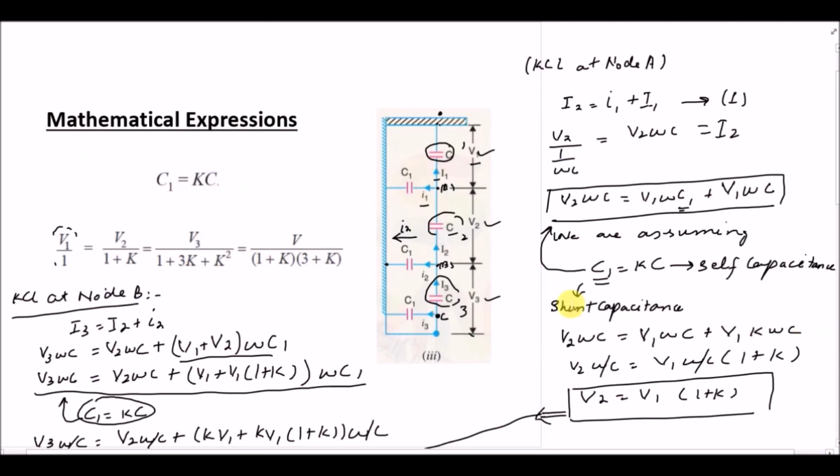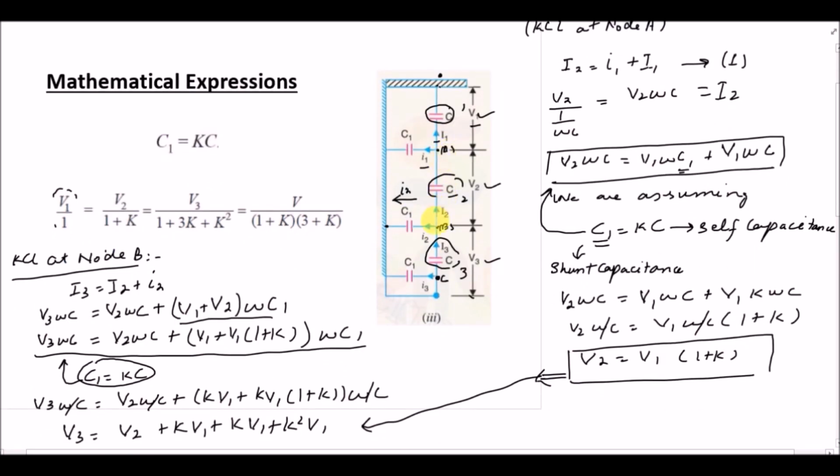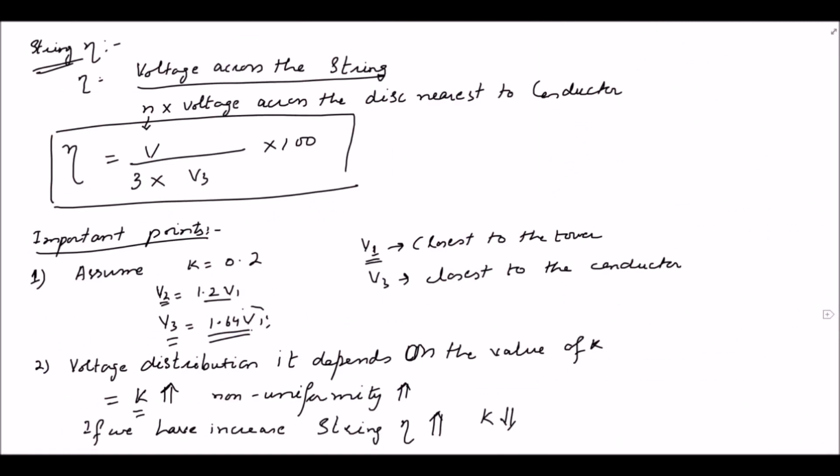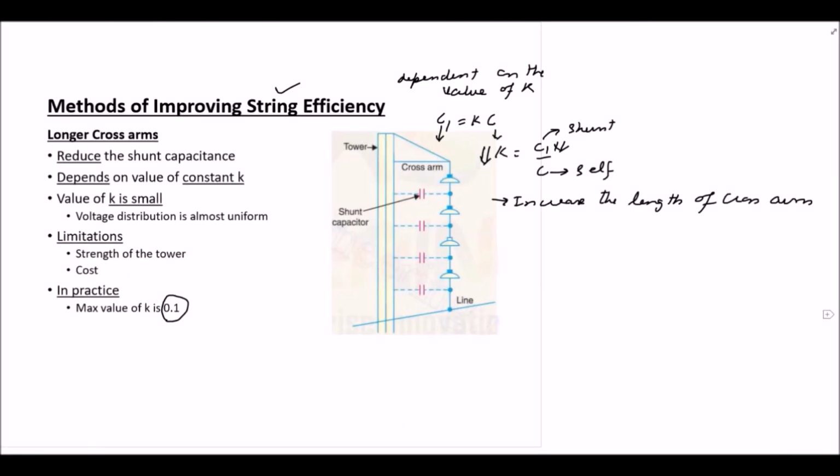After that we derived the mathematical expression for the voltages across different discs. The self capacitance was denoted by capital C, and the shunt capacitance was denoted by capital C1. Then we applied KCL at node A, node B and node C, and from there we calculated the voltage values. Then, in order to improve the string efficiency, we defined a few methods.